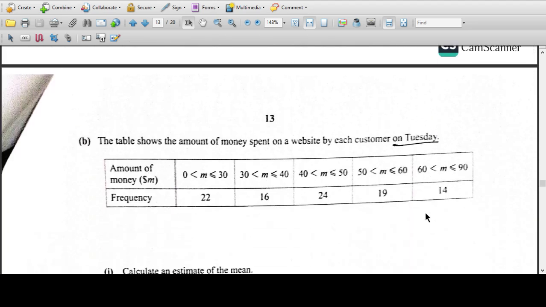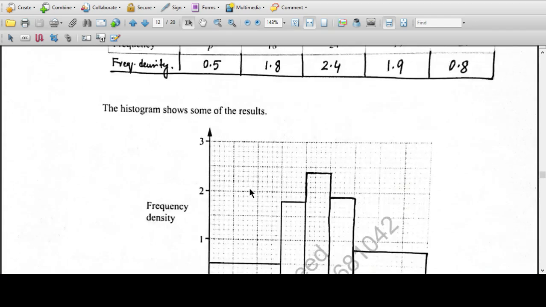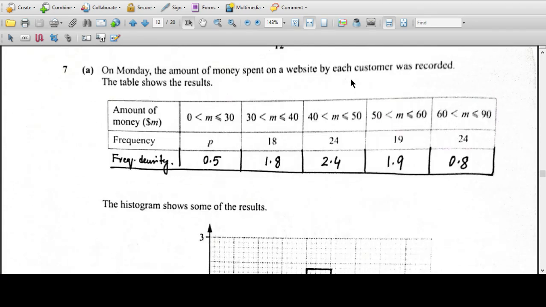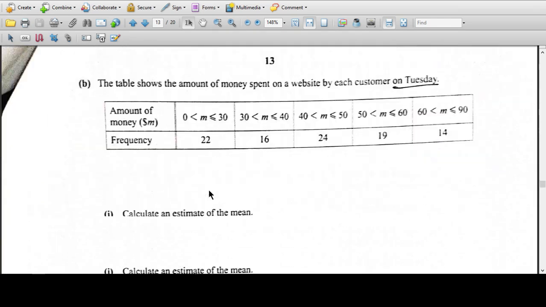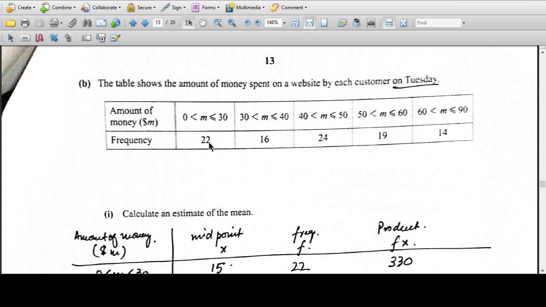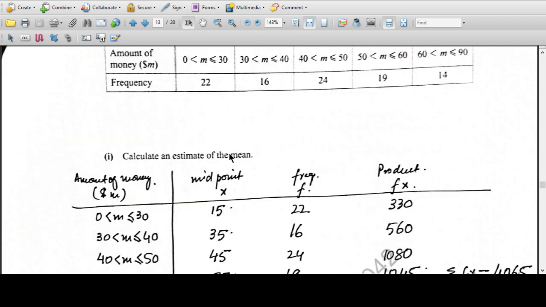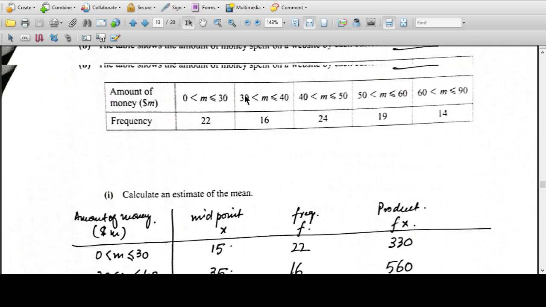The table shows the amount of money spent on a website by each customer on Tuesday. So this was the amount spent on Monday, and in the second graph the amount spent on Tuesday. The frequencies are 22, 16, 24, 19, and here we have 14. Calculate an estimate of the mean. So we have to find the mean value for this table.